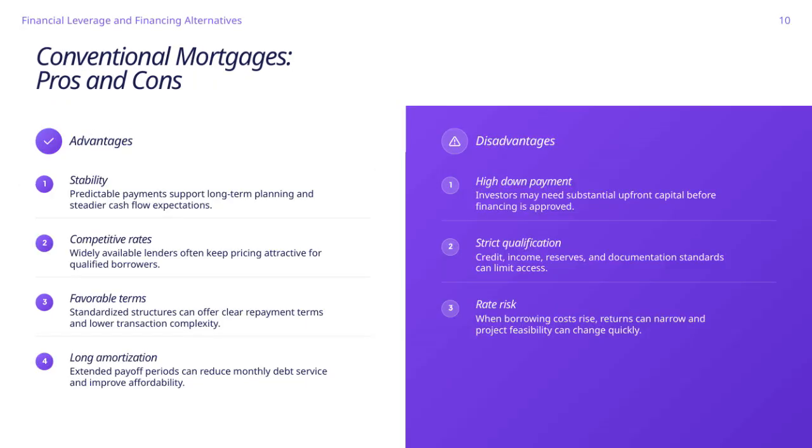Let's take a closer look at the advantages and disadvantages of conventional mortgages. On the plus side, these loans offer stability with predictable payments, which really helps when it comes to long-term planning and managing cash flow. Competitive rates are another benefit because lenders often keep pricing attractive for qualified borrowers. You also get favorable terms, and standardized loan structures provide clear repayment schedules and reduce transaction complexities. Plus, long amortization periods can lower your monthly payments, making financing more affordable over time.